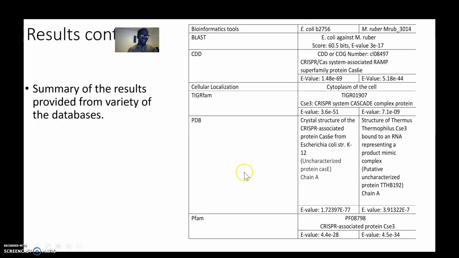From the PDB database, mROB 3014 and E. coli B2756 pull two different PDB codes, but on further analysis, the difference is the organism from which the protein was crystallized. The 3D protein matched to both M. ruber and E. coli sequences, and then for B2756, again, the PDB code is 4DZD.